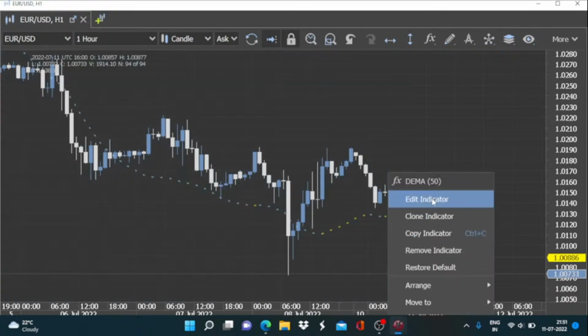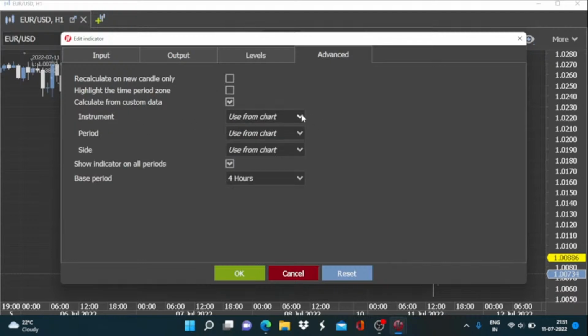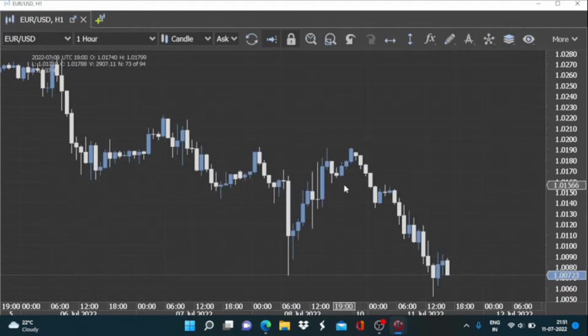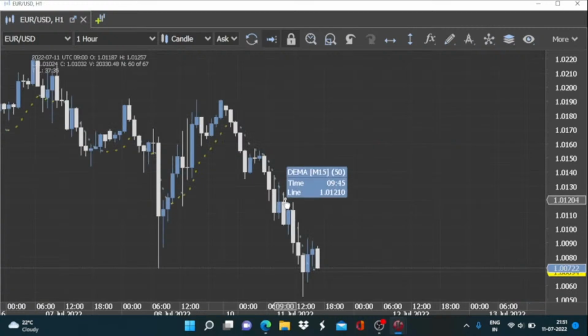Now we see other options. Calculate from custom data. Instrument: you can use it from the chart or you can define it fixed for the Euro USD. You can use a different time frame compared to the chart, or you can use it from the chart, or you can keep it fixed to one of the options. So if you keep it fixed for 15 minutes, then the DMA will be calculated for 15 minutes regardless of the charting candle period, even if it is hourly. Now the DMA which is going to be plotted is being calculated on the time frame of 15 minutes. So this kind of change can be done.